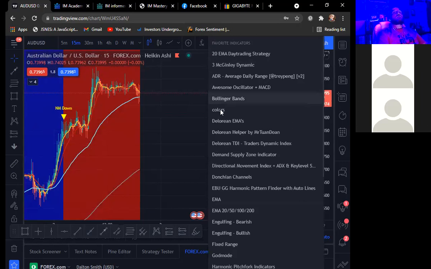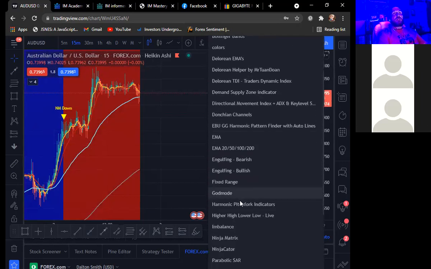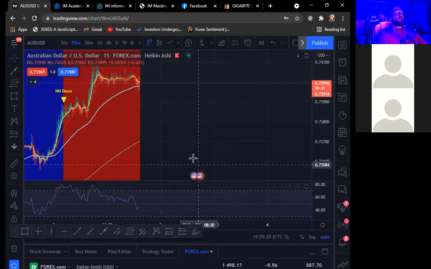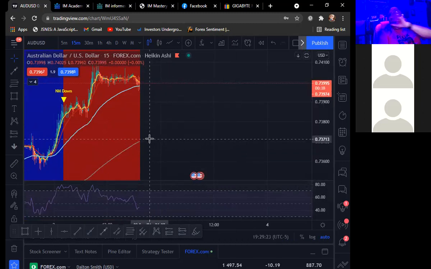Let's look at where we are on the RSI. Not sitting great on the RSI.